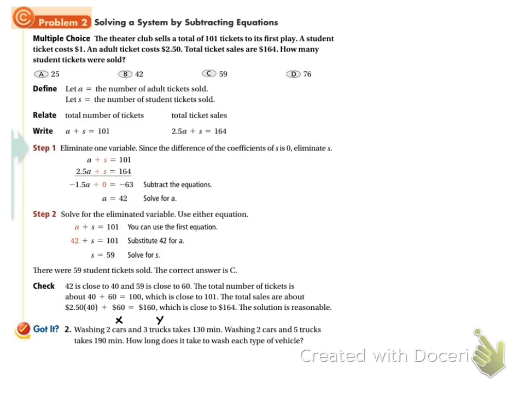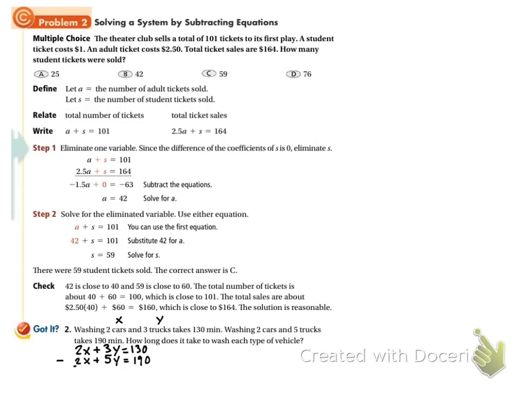So we need to set up an equation. So if we have 2 cars, that's going to be 2x, right? 2 times however long it takes, plus 3y, 3 times however long it takes to wash a truck, and that equals 130 minutes. And then our other equation, we've got 2 cars again, so 2x, plus, this time we've got 5 trucks, so 5y equals 190. So again, look here, 2x plus 2x is 4x, and 3y plus 5y is 8y. So adding's not going to work. So instead we're going to subtract.